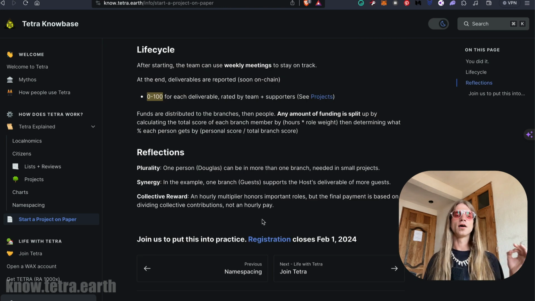Here's some thoughts that come from this system. Plurality. One person can fulfill multiple roles, which is especially important on a small project. Synergy. Branches should help each other out, such as the guest branch supporting the host's deliverable of bringing more guests to the meeting. And finally, collective reward, where you're not just chasing money with time as an individual. You are splitting a collective reward based upon how many hours you're putting into what roles.